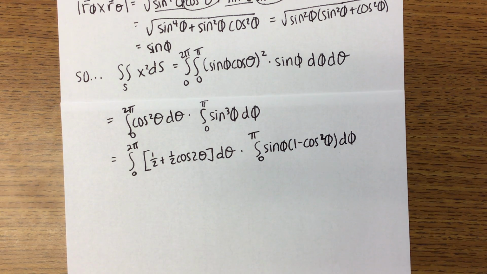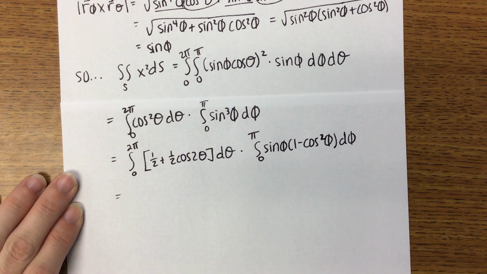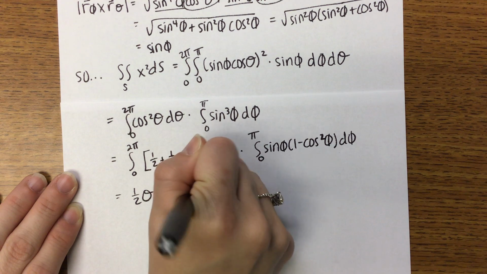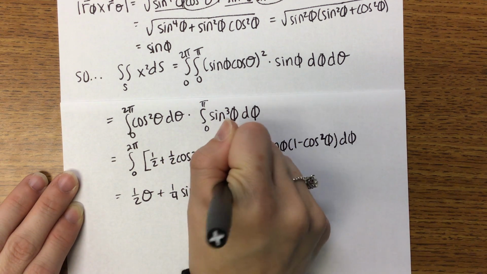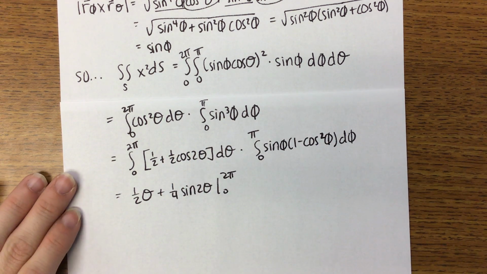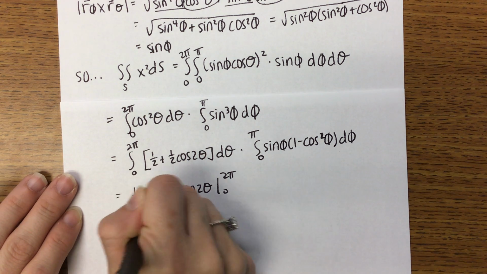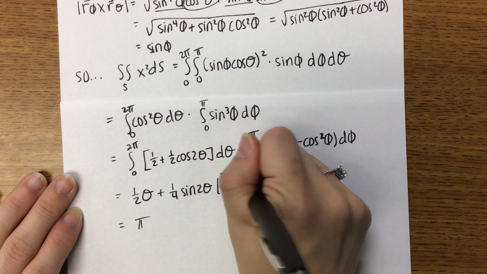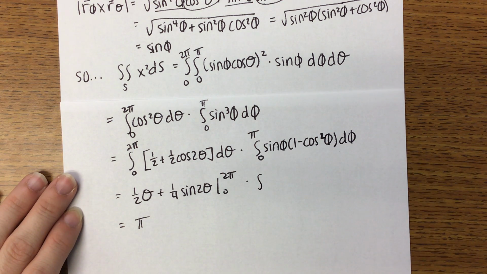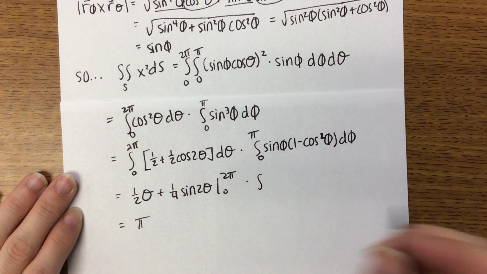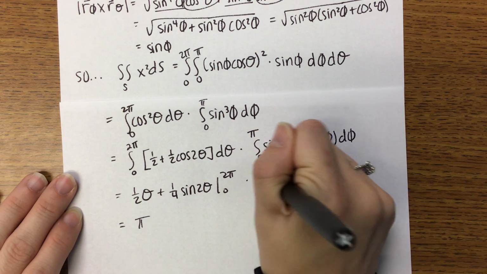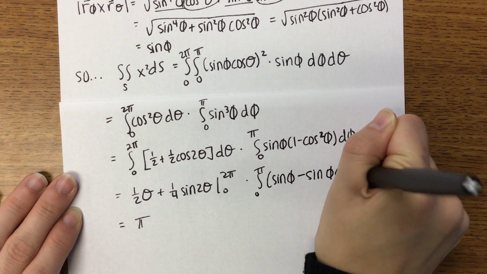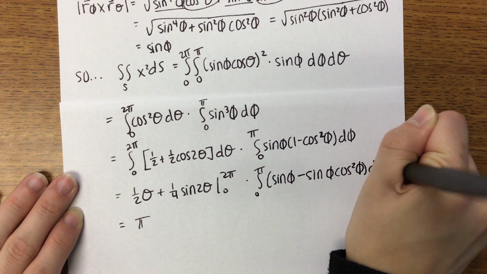So integrating on the first one, we get 1/2 theta plus 1/4 sine of 2 theta from 0 to 2 pi. You should be able to see that that just ends up being pi. For the second one, we're going to distribute that sine. So we get sine of phi minus sine of phi cosine squared of phi, d phi.